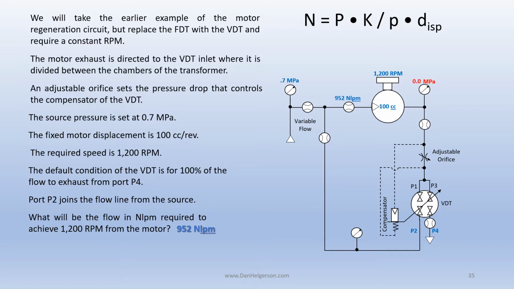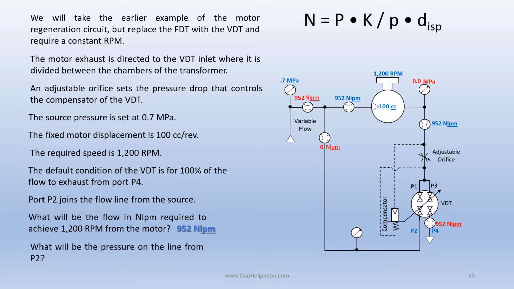That means that we will be entering the motor with 952 normal liters per minute. It also means that I will be drawing from my source 952 normal liters per minute, at least at the beginning. I'm going to have an exhaust flow of 952 normal liters per minute. I will have an exhaust from P4 of 952 liters per minute, and I will have zero flow coming from P2 because all the flow is going out the exhaust port P4.